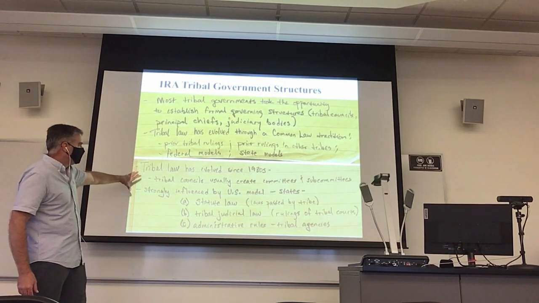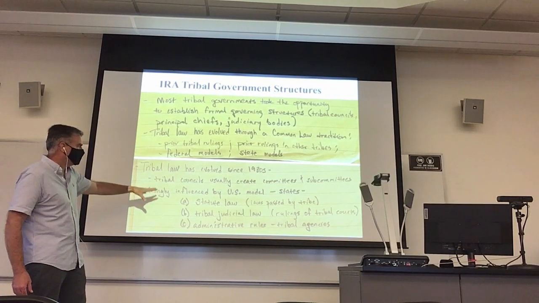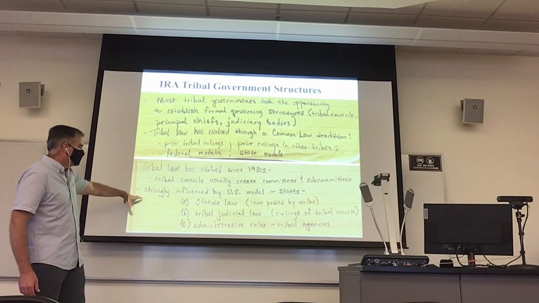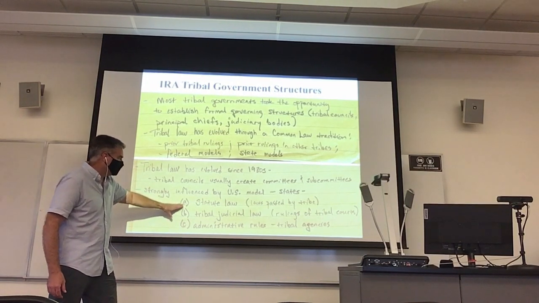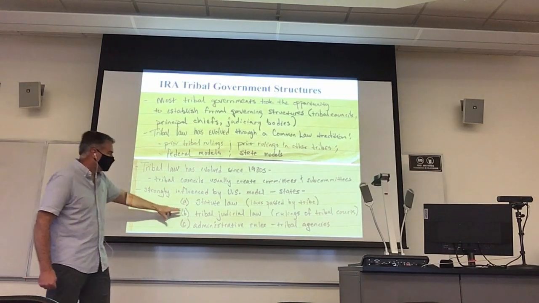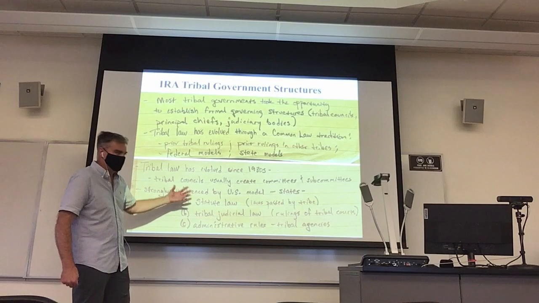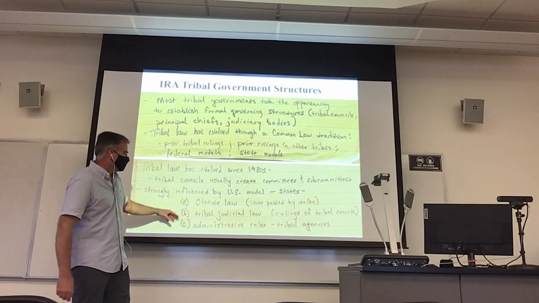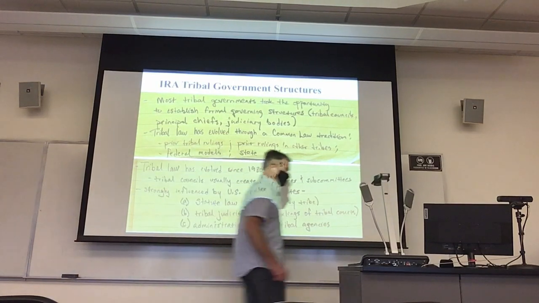So anyway, tribal law has evolved since the 1930s. Tribal councils usually create committees and subcommittees, and they pass statute laws. There are also tribal judicial rulings. So there's tribal law now within Indian country. We can move on, I think, now.